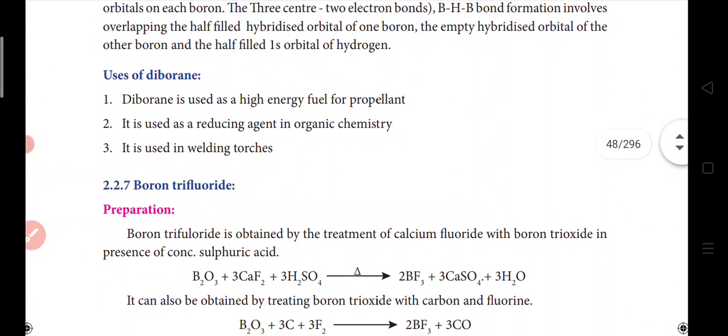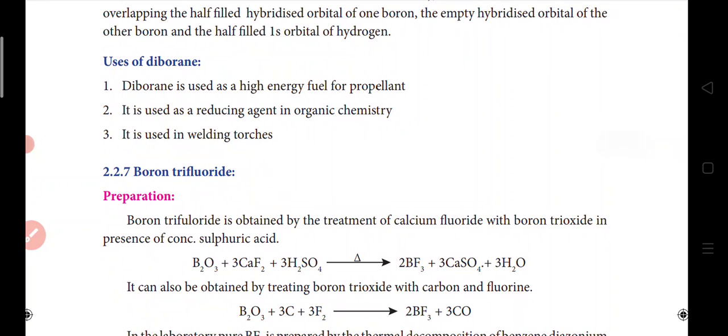And what are the uses of diborane? Diborane is used as high energy fuel for propellant, and it is used as a reducing agent in organic chemistry, and it is used in welding torches. So the compounds of boron, if you see, we have boron trifluoride.